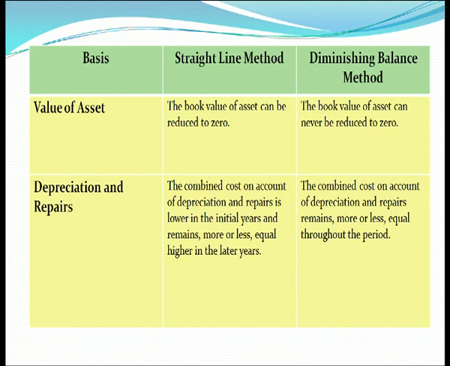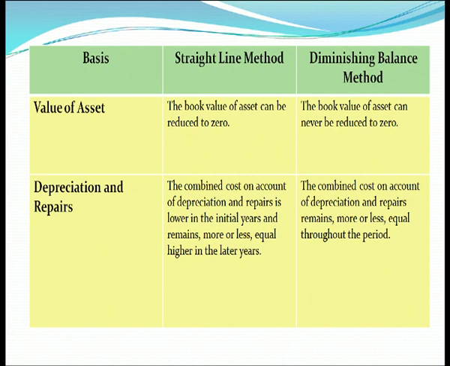The third basis is in terms of the value of the asset. The book value of the asset under straight line method can be reduced to 0 because every time you are calculating it on the basis of the original cost. Whereas in case of diminishing value method, the book value of the asset never turns to 0, it cannot be reduced to 0.